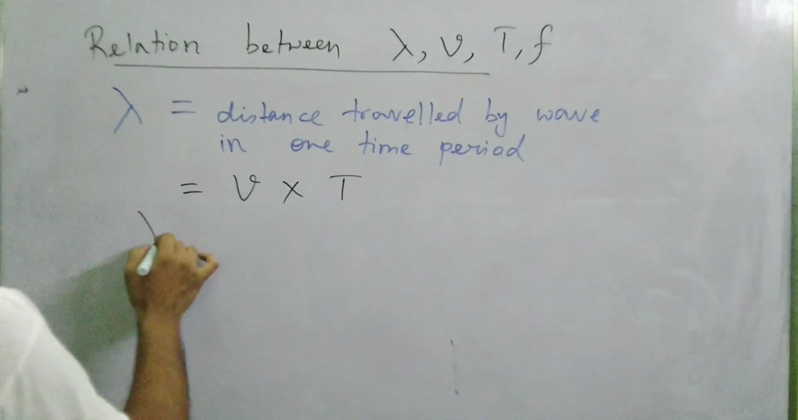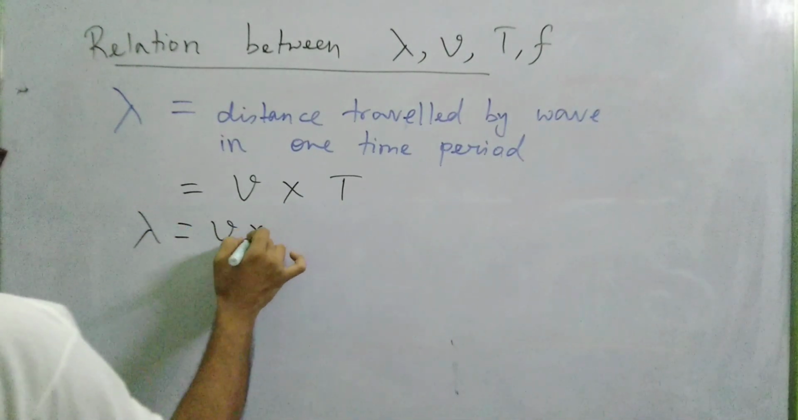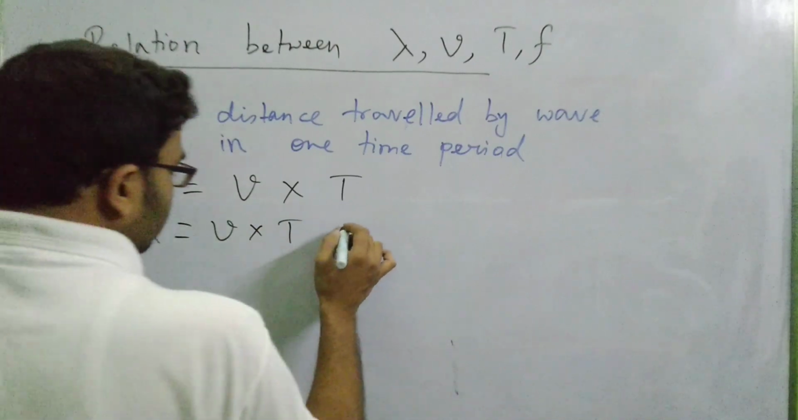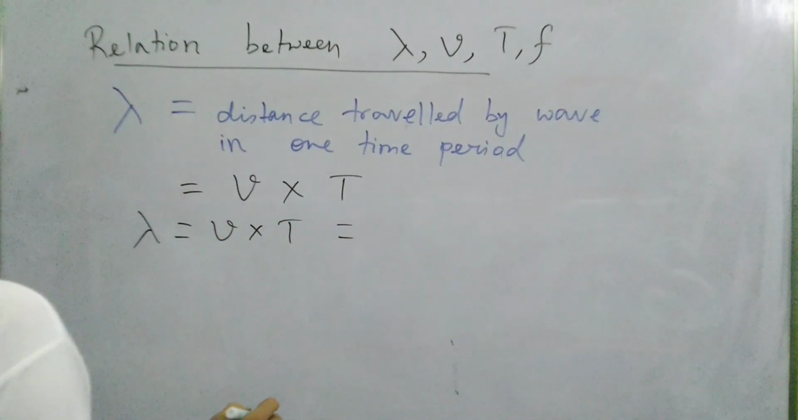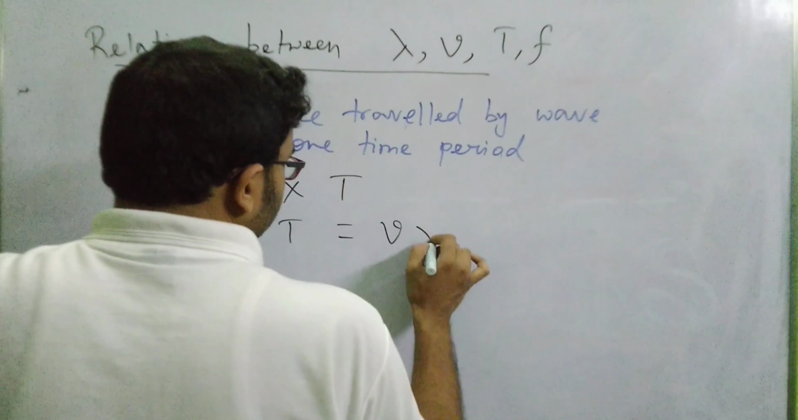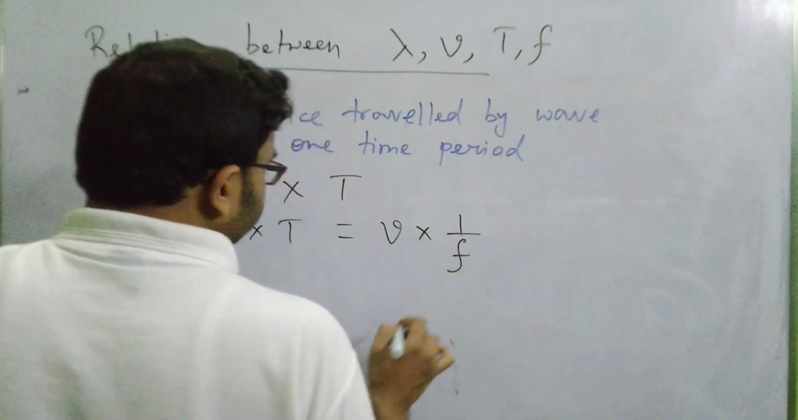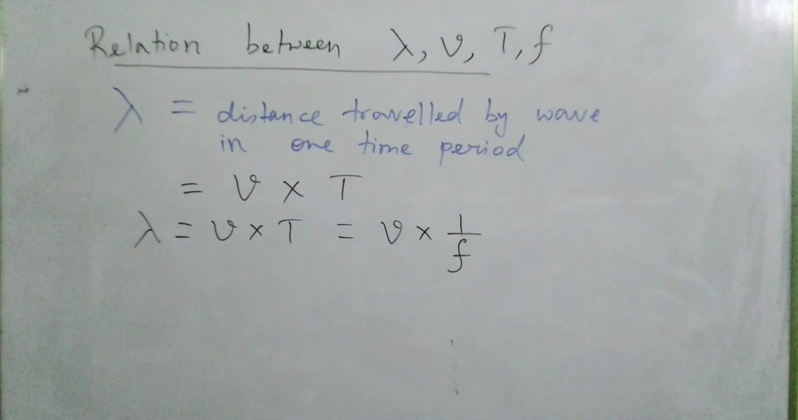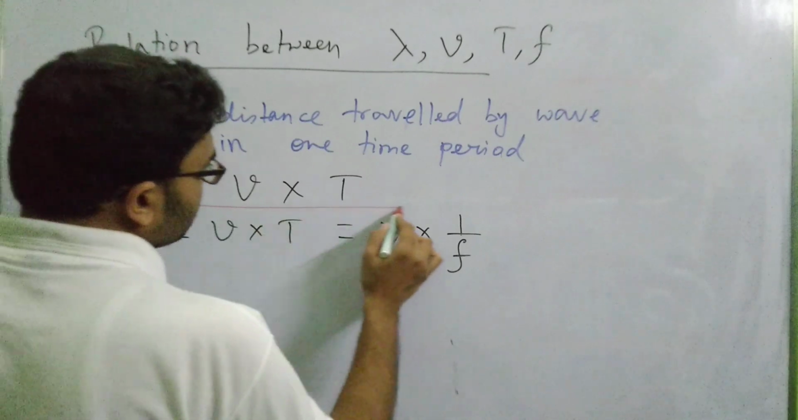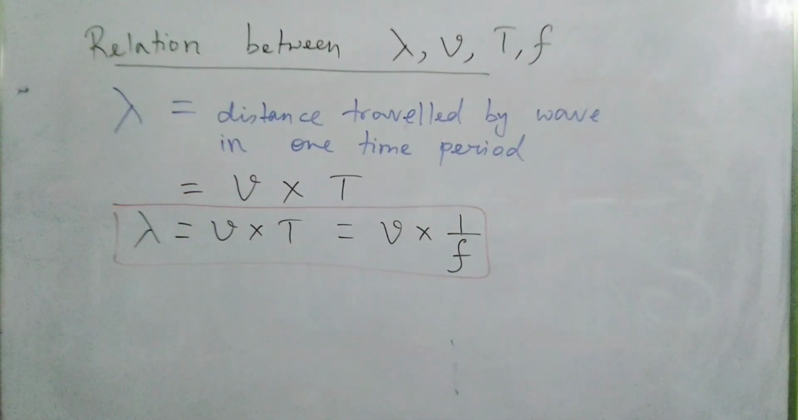So we are getting lambda is equal to v into T, and we know that time period is the reciprocal of frequency. So we can easily say that lambda is equal to v into 1 by f. So this is how these four terms are related to each other. Okay, so I hope you understand the relation. We can solve numerical problems based on this small relation.